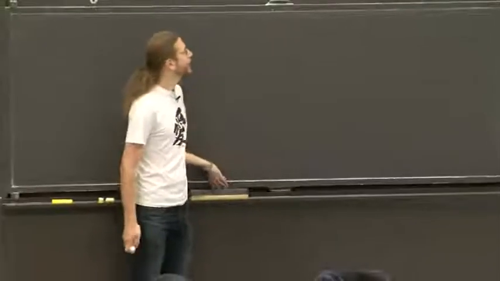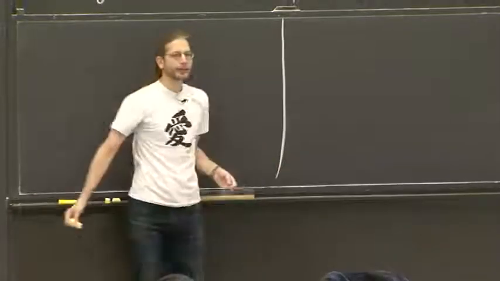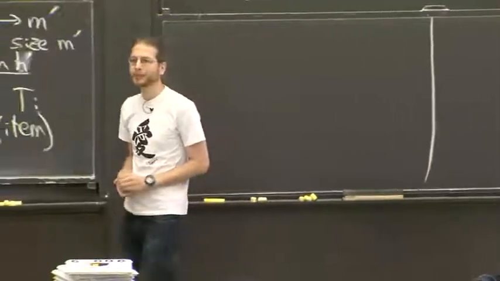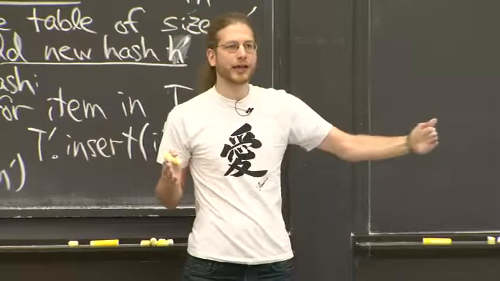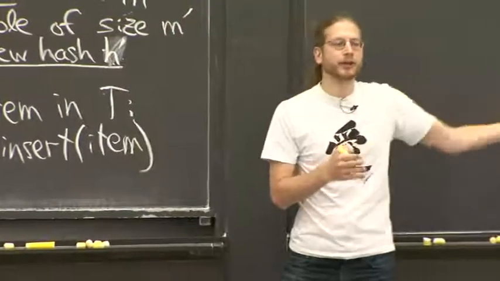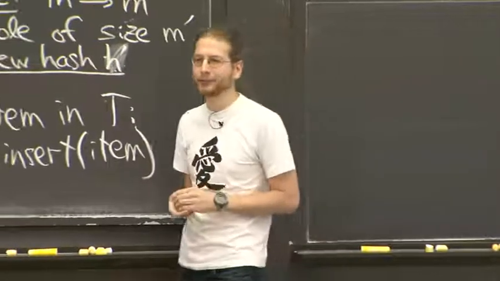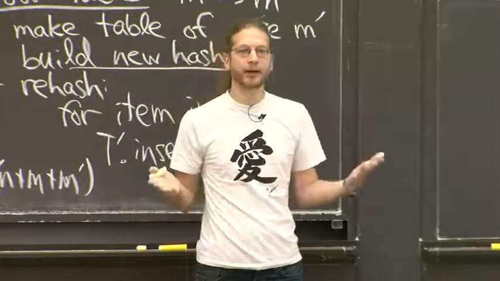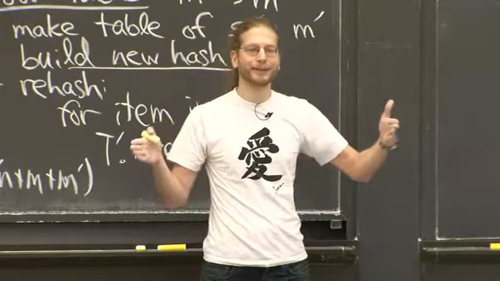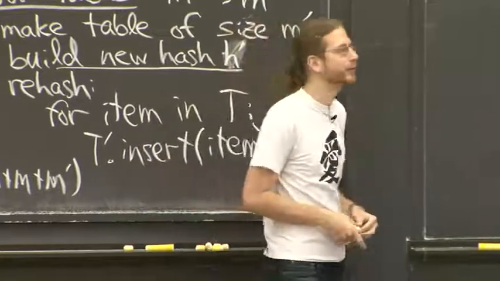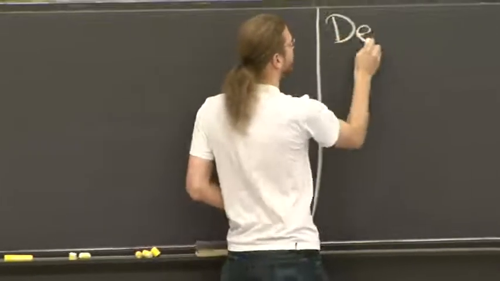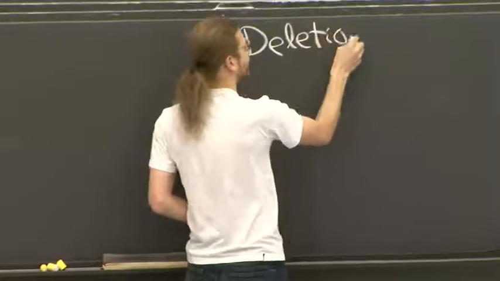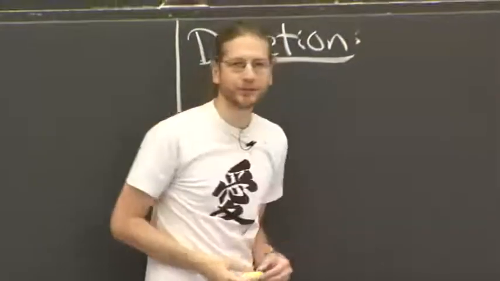But this is not totally satisfying because the table might get big again. m might become much larger than n. For example, suppose I do n inserts, and then I do n deletes. So now I have an empty table, n equals 0. But m is going to be around the original value of n, or the maximum value of n over time. So we can fix that. Suggestions on how to fix that?